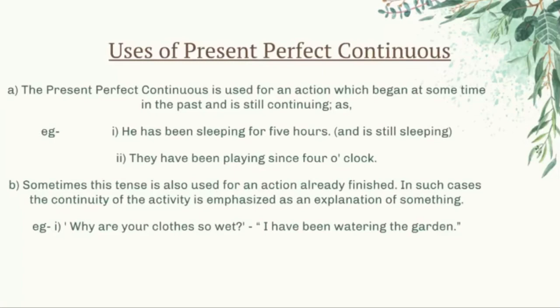Now, uses of the perfect continuous tense. The present perfect continuous is used for an action which began at some time in the past and it is still continuing. For example, he has been sleeping for 5 hours and he is still sleeping. That means he slept in the past and it is continued till now. So it became the present perfect continuous.